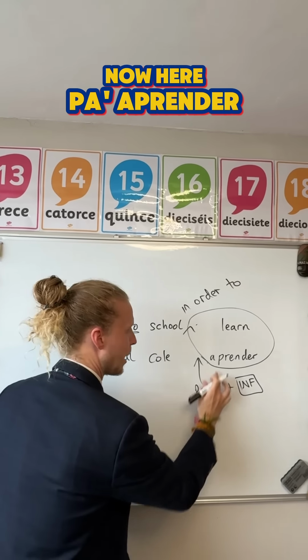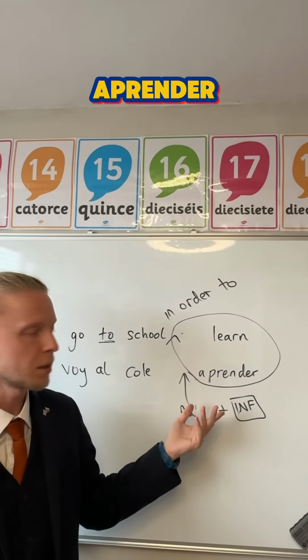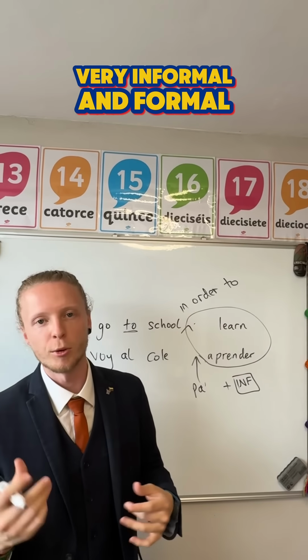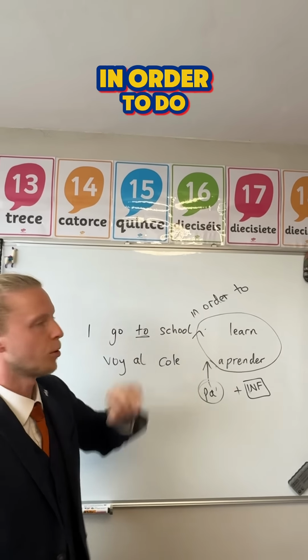Now here, pa aprender, it kind of becomes pa aprender. Voy al cole pa aprender, voy al colegio para aprender. Very informal and formal ways of saying this. But I'm always including this concept in order to do the verb.